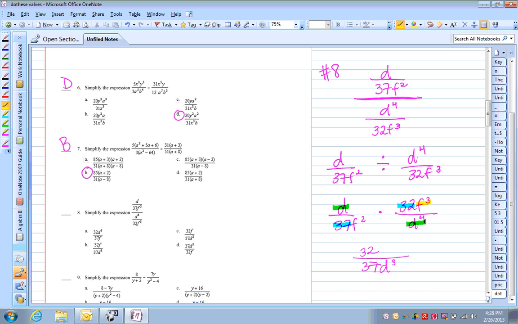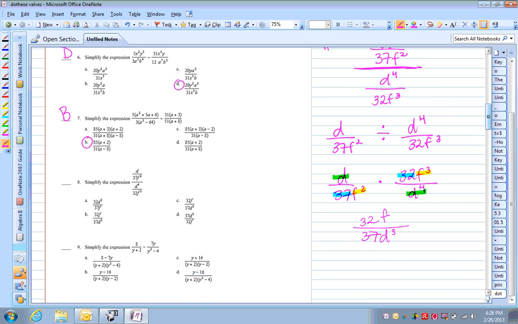And then I have 3 f's on top and 2 f's on bottom. So the top wins out by 1. So we write an f to the first power on top in the numerator. So my answer is 32f divided by 37d cubed. And that is answer choice number B. So the answer to number 8 is B.